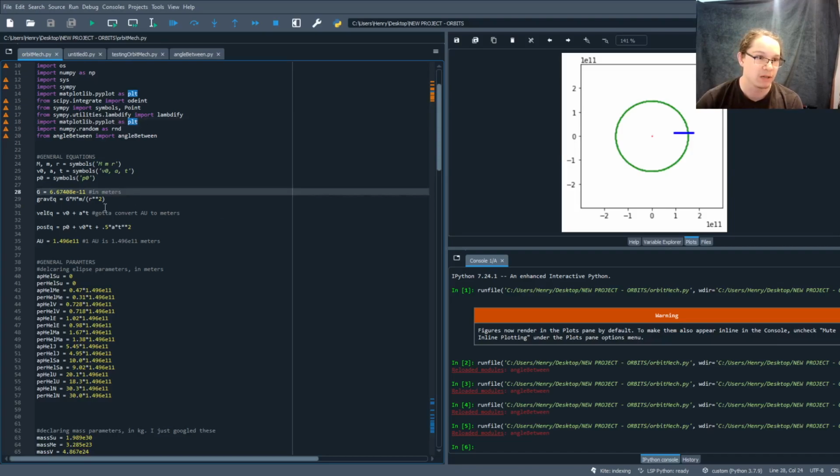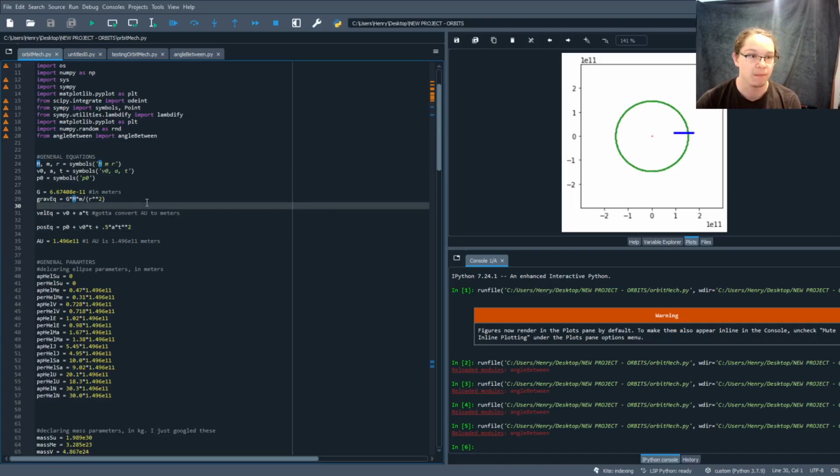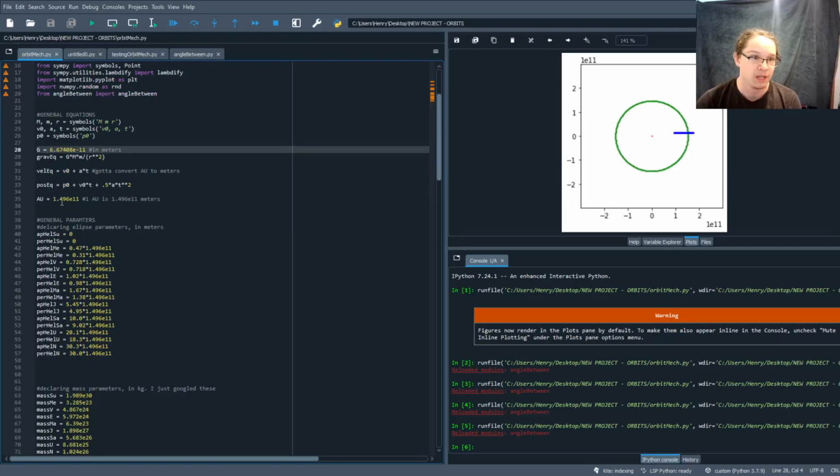But it started with declaring a bunch of symbols that I would use in symbolic equations, which would be the gravity equation, the velocity equation, and the position equation. All of these come from kinematics, where g is the gravitational constant, and these are just super common equations. AU is pretty much what I wrote here in the comments.